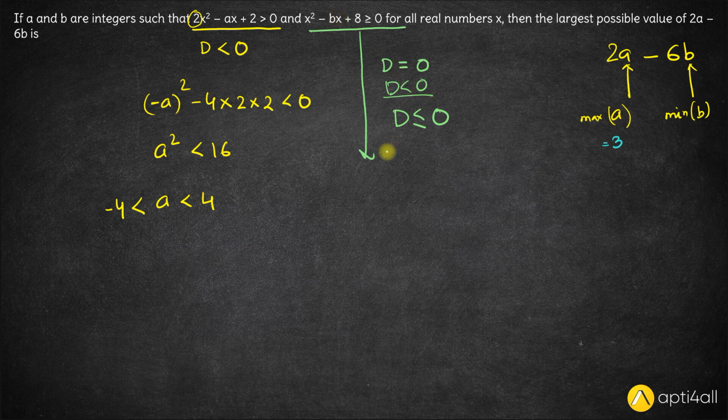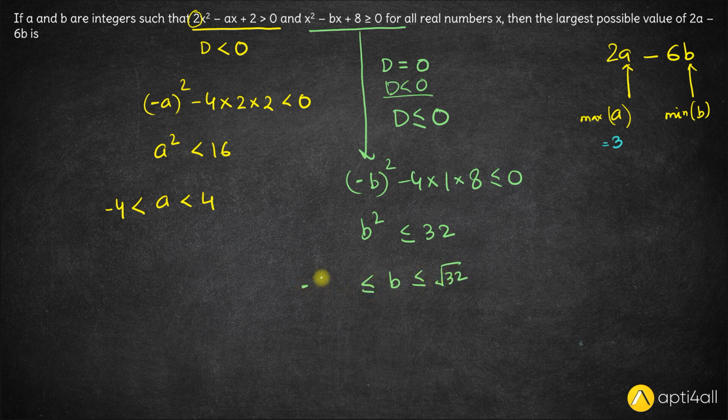So now the discriminant here will be (−b)² − 4 times the coefficient of x² into the constant term. This should be less than or equal to 0. So b² is less than or equal to 4 into 1 into 8, which is 32. Minus 32 goes that side, becomes plus 32. So b² is less than or equal to 32. That means b is less than or equal to square root of 32 but greater than or equal to minus square root of 32.